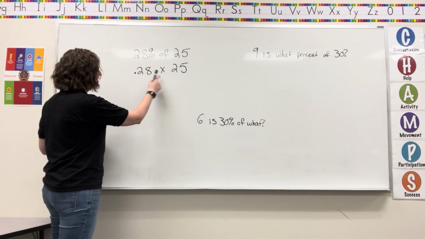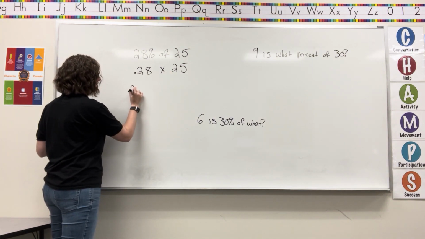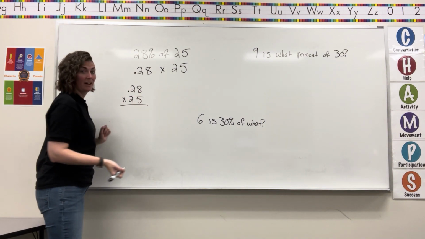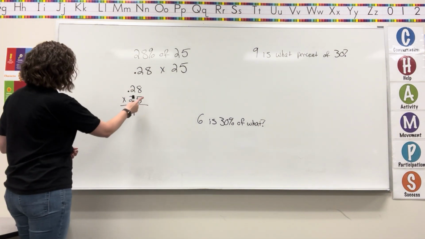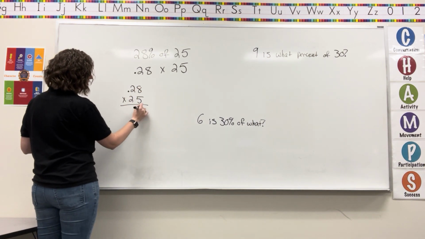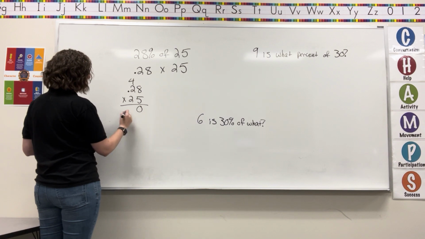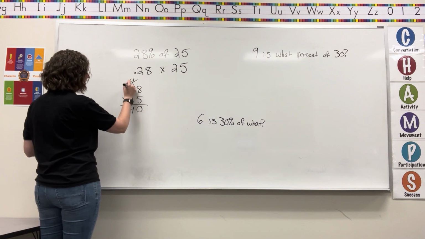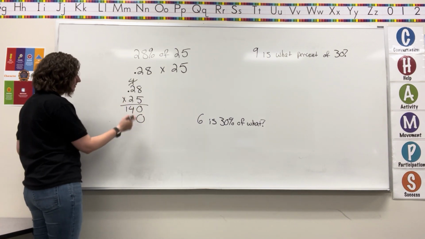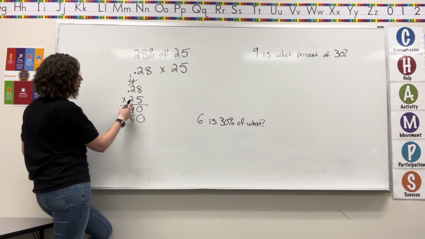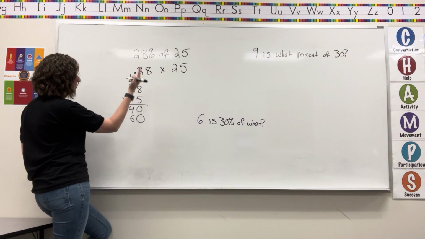So I take 28 times 25. So 28 hundredths times 25. And we'll solve that out. 5 times 8 equals 40. Write the 0, carry the 4. 5 times 2 equals 10, plus 4 equals 14. Write the 14. Cross out the 4, placeholder 0. 2 times 8 equals 16. Write the 6, carry the 1. 2 times 2 equals 4, plus 1 equals 5.